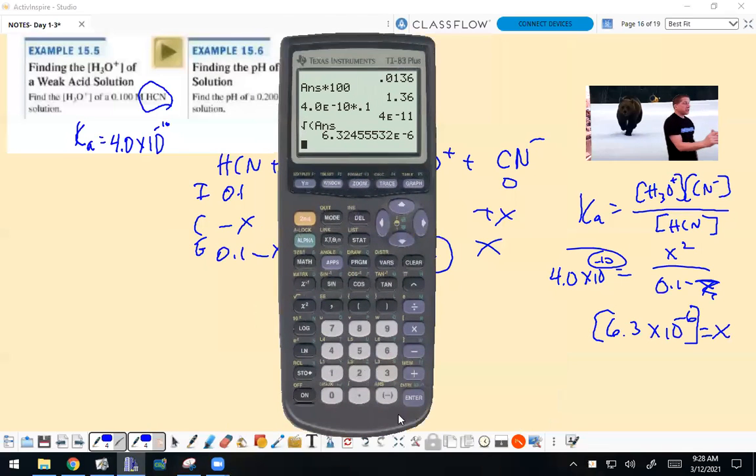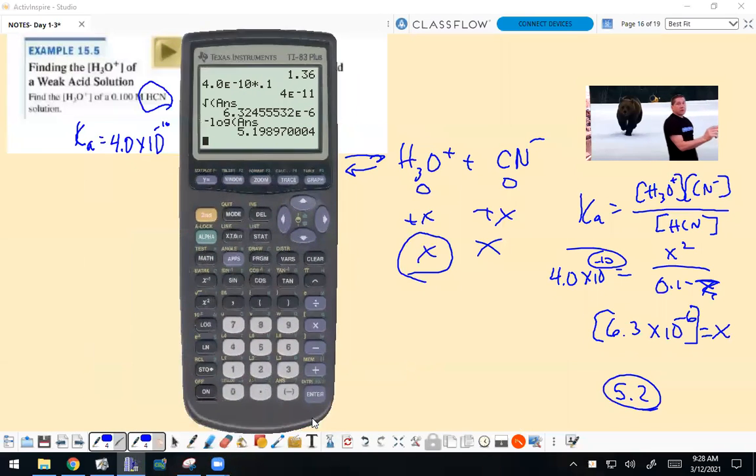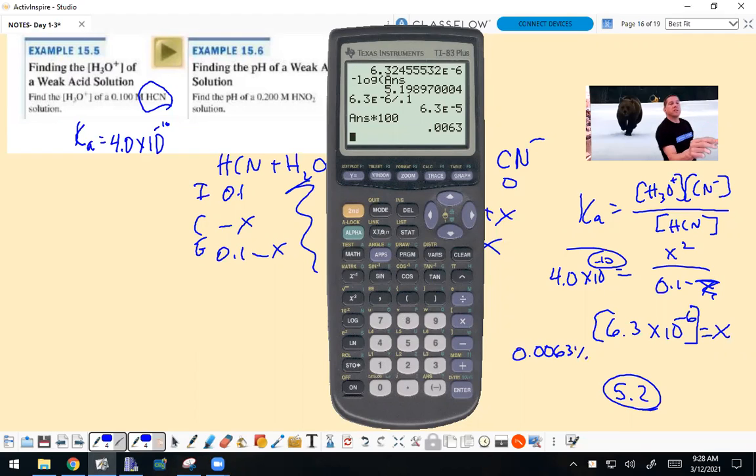I could find the pH. Negative log of that number. pH of this is 5.2. We could then check the percent ionization. So x, 6.3 times 10 to the minus 6 divided by 0.1, the initial concentration, times 100, and you get 0.0063% ionized. So not very ionized at all.